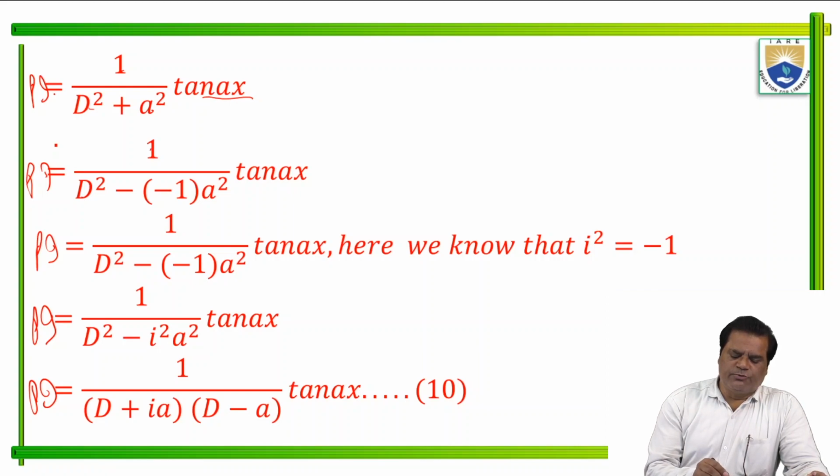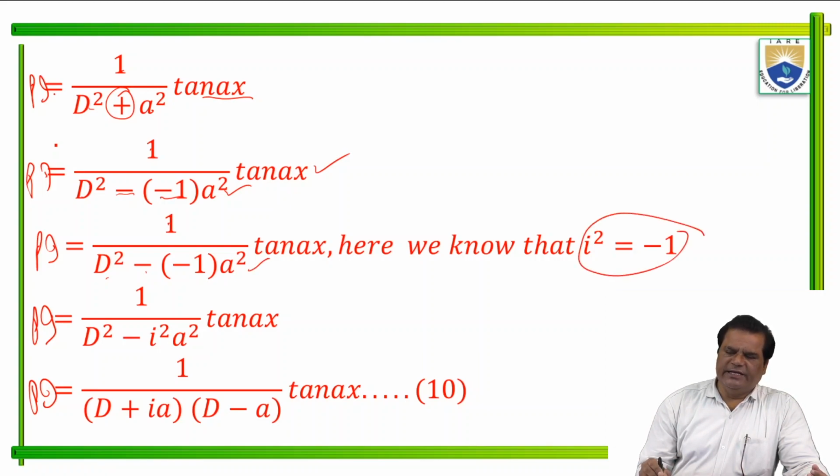Now 1 upon D square. Here is a plus sign, so I am writing minus and minus 1; minus and minus 1, minus minus plus. So minus 1, a square, sin(ax). 1 upon D square minus minus 1, a square here. So i square is minus 1, and minus 1 is i square. So I am writing here i square a square.